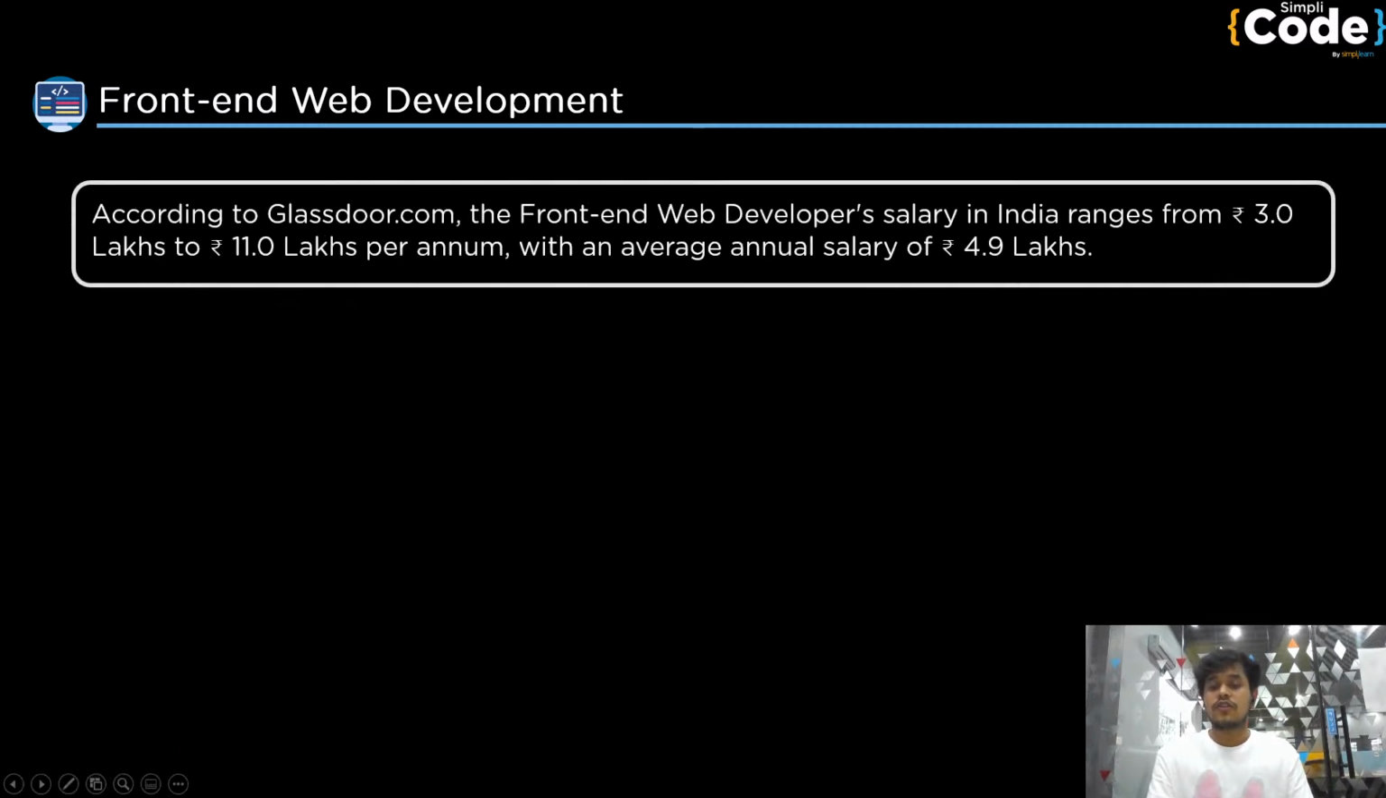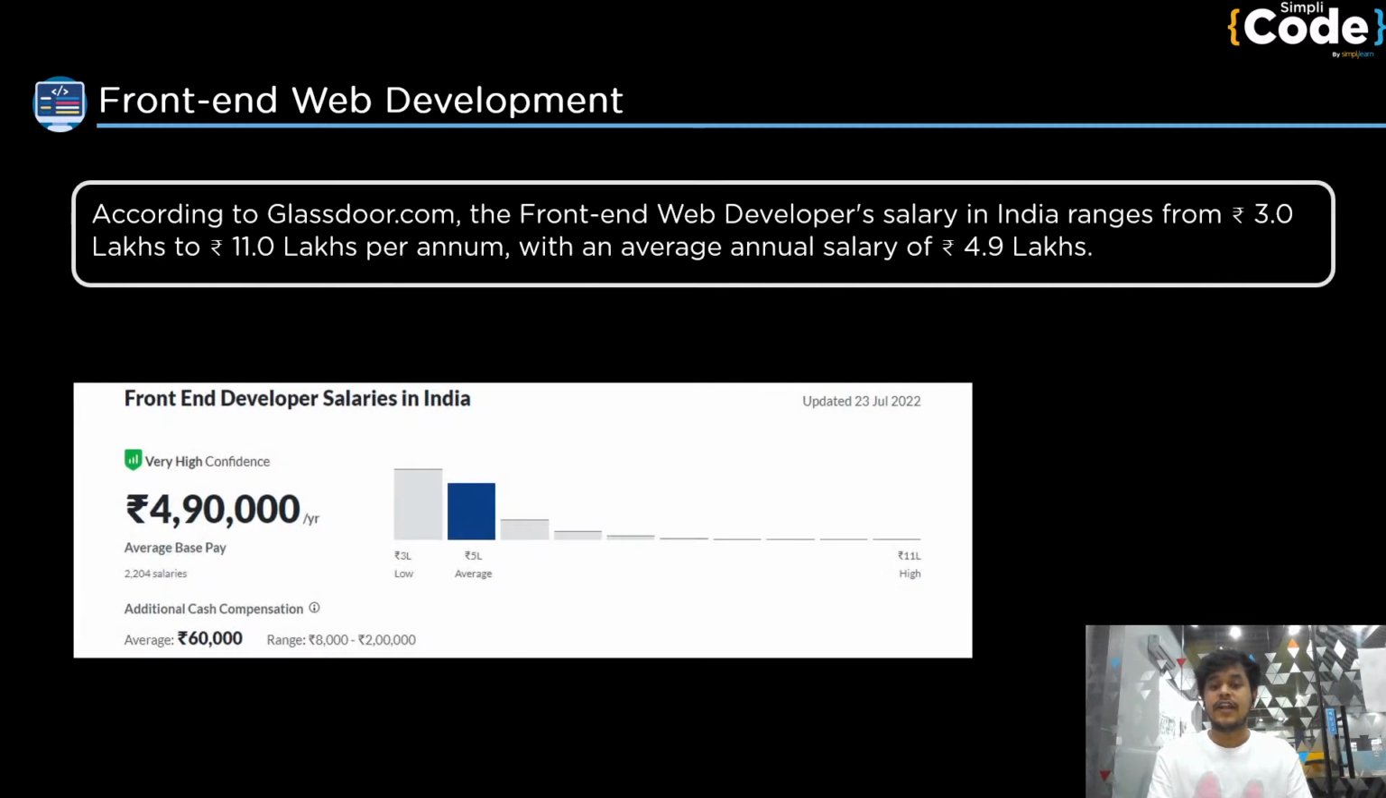According to Glassdoor, the front-end web developer salary in India ranges from 3 lakhs to 11 lakhs with an annual average salary of 4.9 lakhs per annum. The rest depends on the experience and knowledge one holds while applying for a job. Let's move ahead and we'll now go through backend web development.